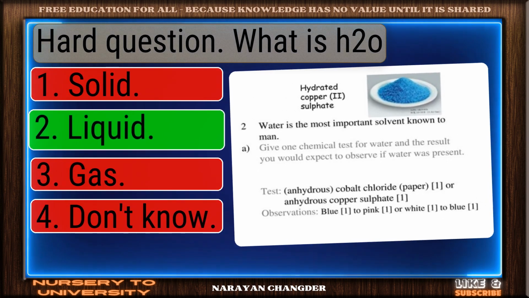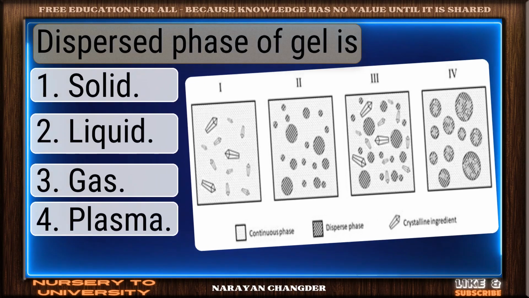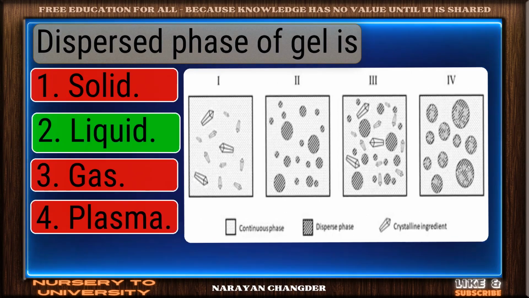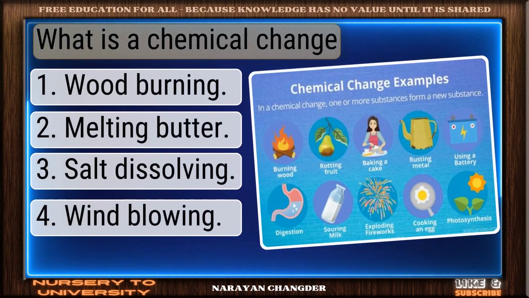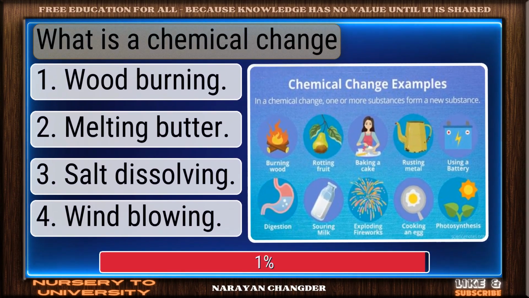You got it. Your choice liquid is right. Question number 279. Dispersed phase of gel is. Bravo. Liquid is the answer. Question number 280. What is a chemical change?